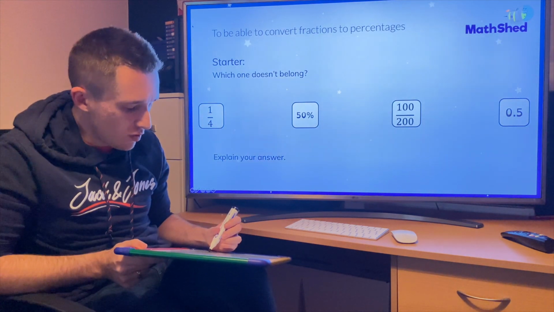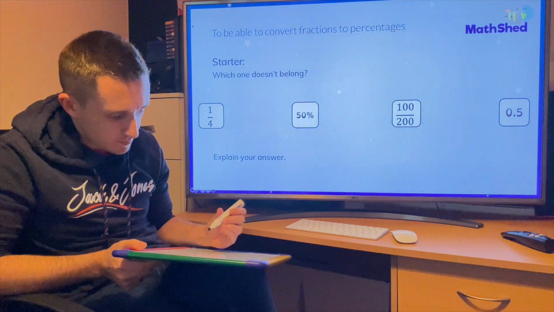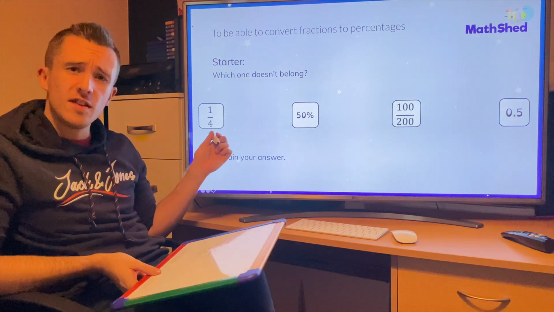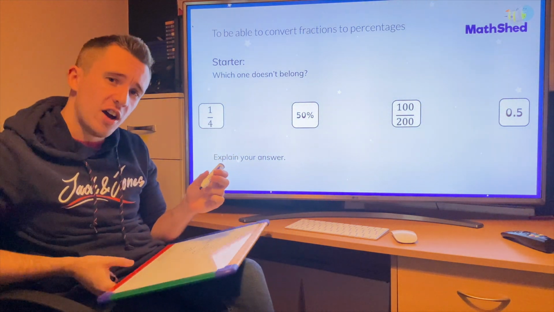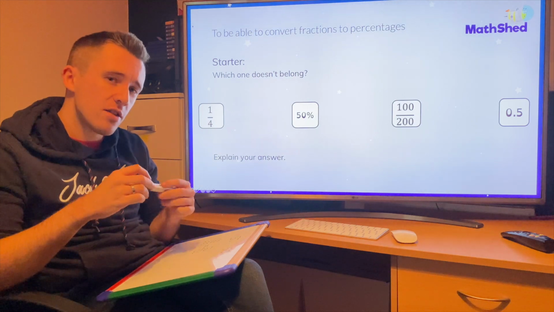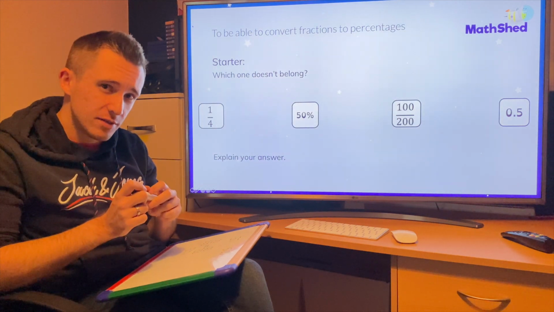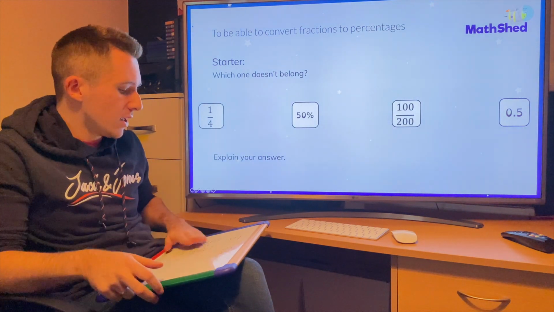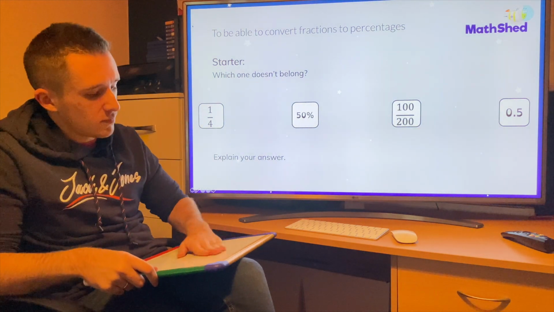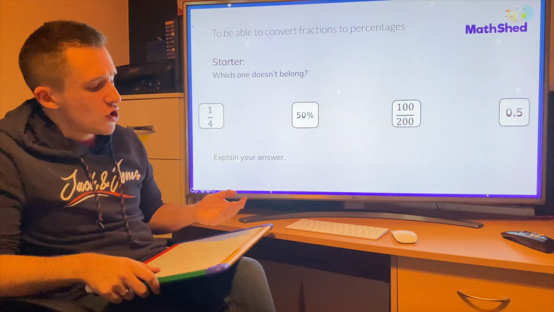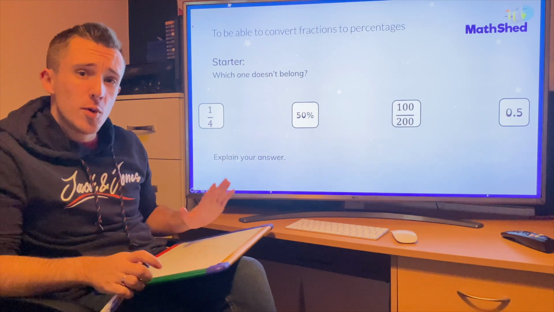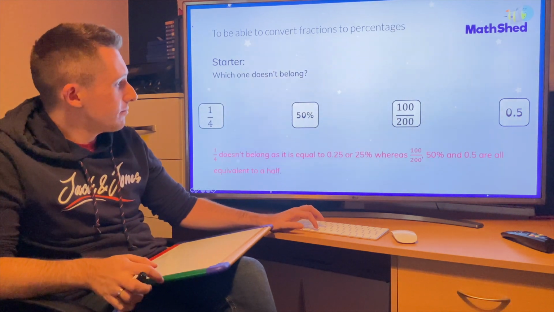So this one is also 50%, which must mean that this is the odd one out. A quarter is the same as 25%, not 50%. Okay. Really should invest in a whiteboard rubber. Small steps. Right, moving on.